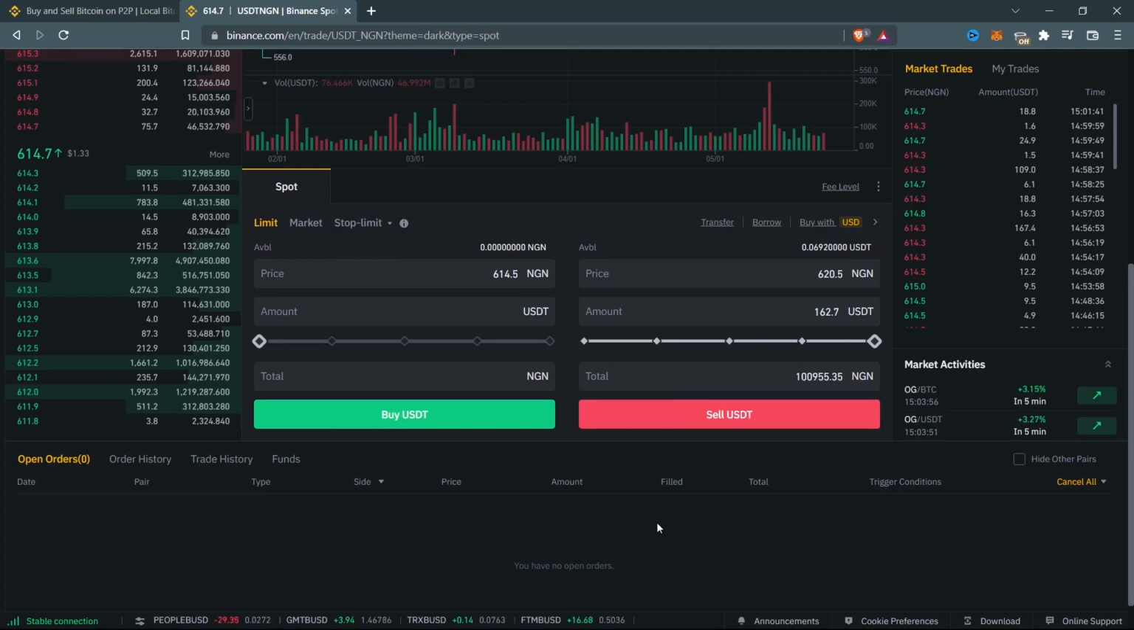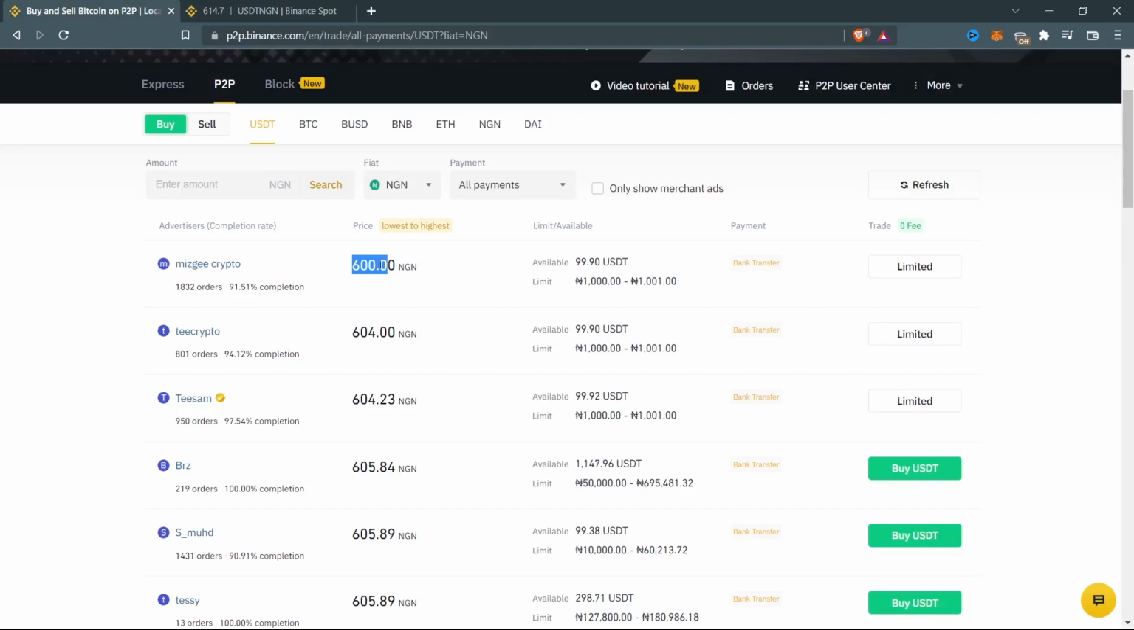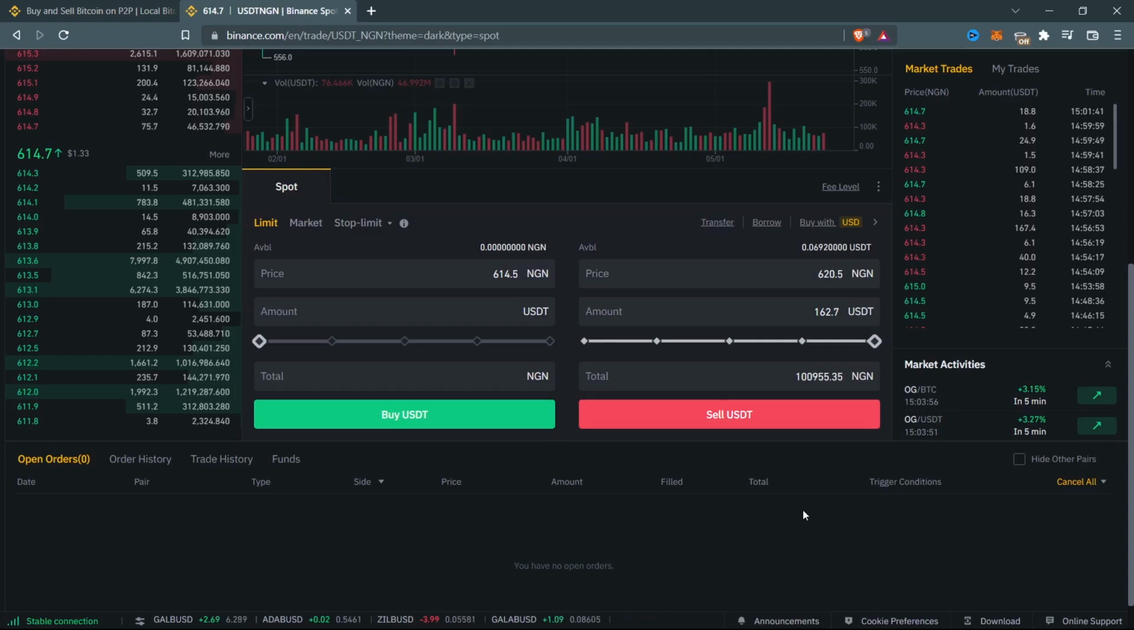To make it easier for you guys, remember I bought NGN from P2P market at 600 per NGN, right? And right here I'm selling my NGN at 620.5 per NGN. I'm gonna make an extra 955. So you can see that this is actually a profitable strategy because you can actually repeat this process over and over again to make these profits.